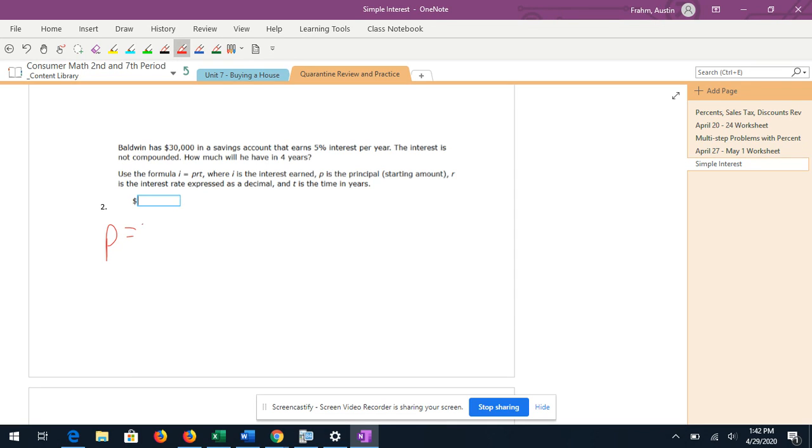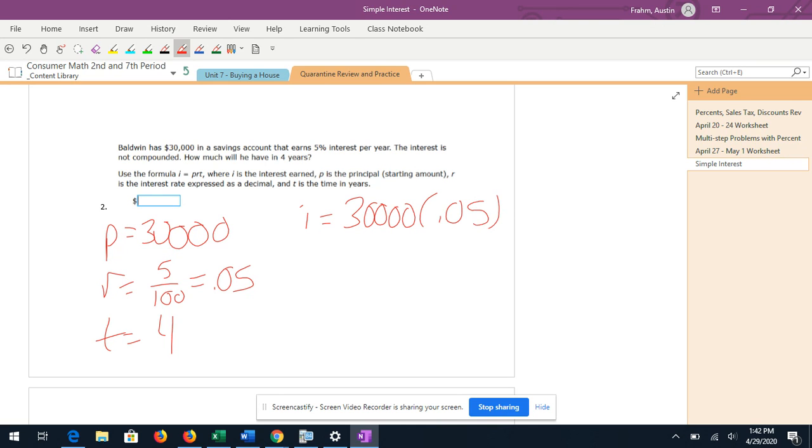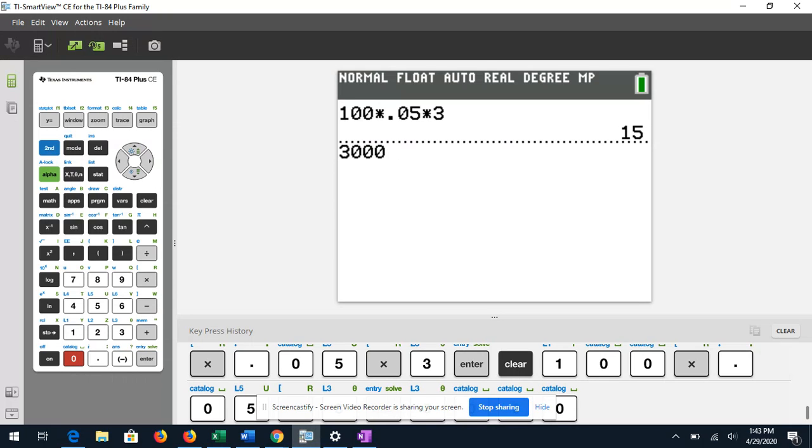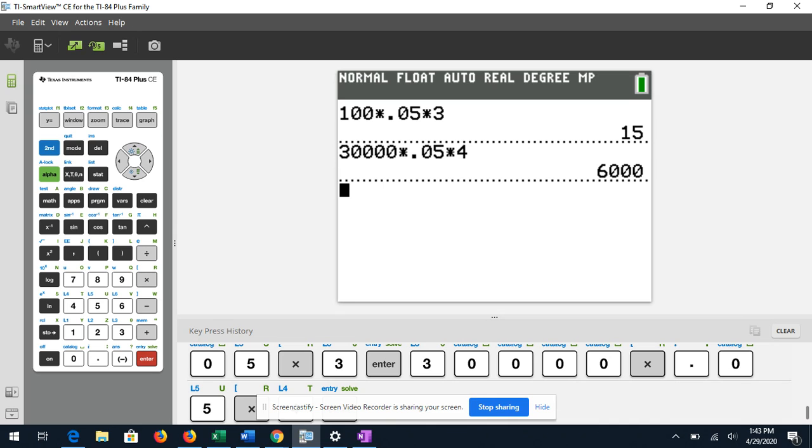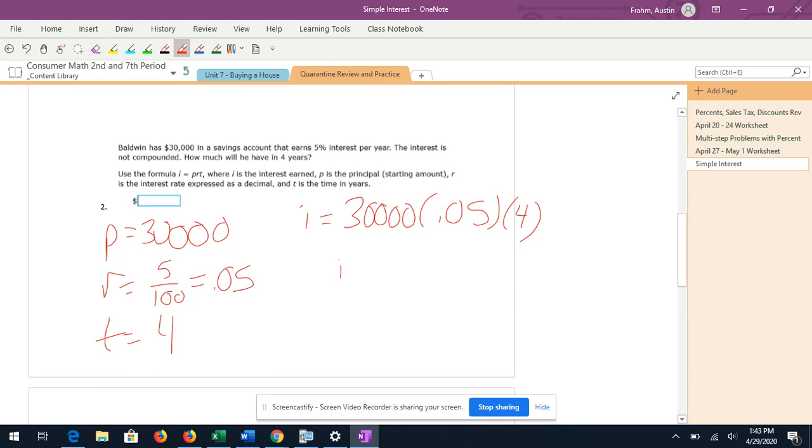This time P is 30,000. The R value, again, is given to you as a percent, as 5%, but if we divide it by 100, it's 0.05. And T is time in years, which this time is 4. So I would equal 30,000 times 0.05 times 4. So if we type that in, we get an answer of $6,000. That's the amount of interest Baldwin has earned.